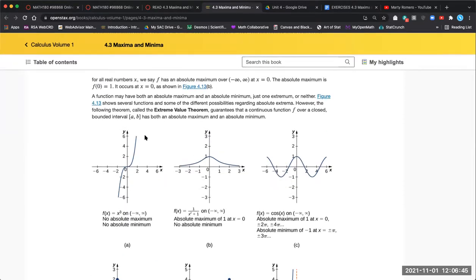And so you can see in the figures several functions with different possibilities regarding absolute maximum. In this case, this will go on forever, so it'll be an infinite value. There's going to be some value that's greater than all the other values.